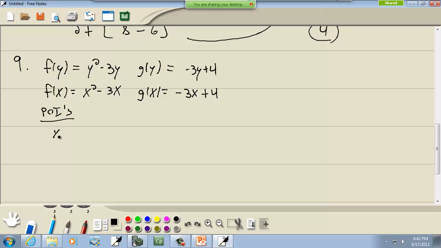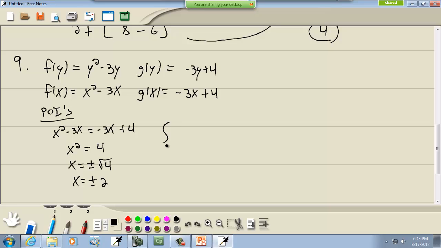So I'll set the x squared minus 3x equals negative 3x plus 4. And, of course, both sides have negative 3x, so those cancel out. And we get x squared equals 4. Drop the squared, put a plus or minus square root around the other side, and we end up with plus or minus 2.